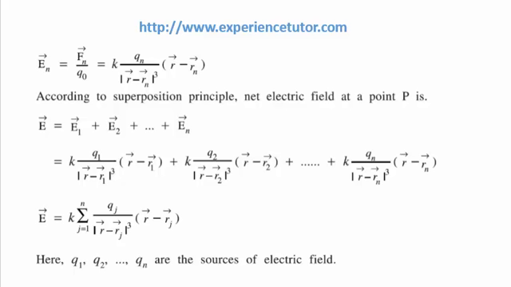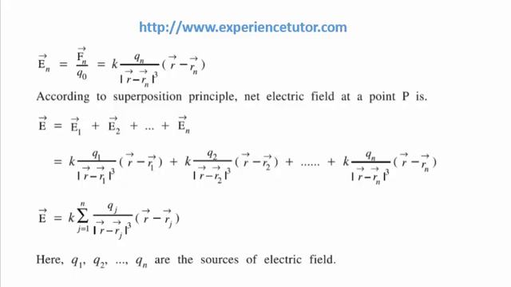plus En. Now putting the values of E1, E2, E3 and En, we will get K Q1 upon modulus of R minus R1 to the power 3 multiplied by R minus R1, plus K Q2 upon modulus of R minus R2 to the power 3 multiplied by R minus R2, plus ... plus K Qn upon modulus of R minus Rn to the power 3 multiplied by R minus Rn.